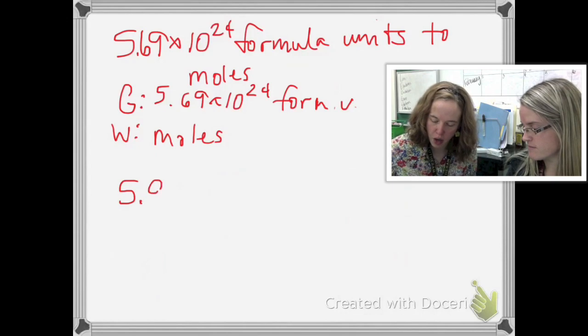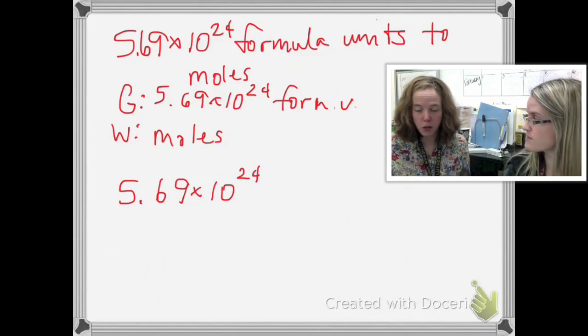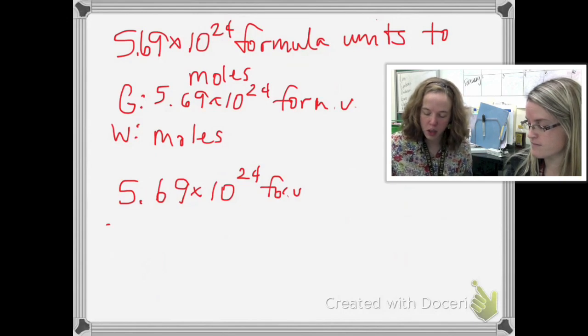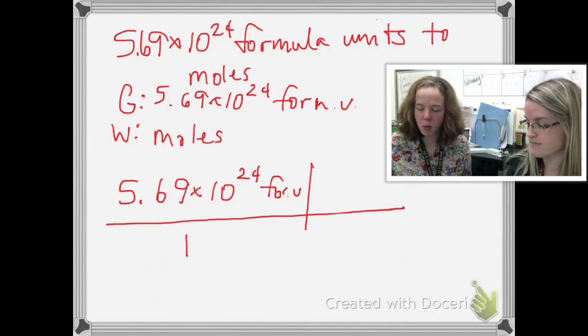We're going to do 5.69 times 10 to the 24th. And remember, you can't leave off your units. It's going to be my formula units. And what do we always put under? We're going to start with a 1 down here. Remember, you don't have to write the 1, but a lot of times it can help us keep track of what we're doing. And again, if you don't like your tracks, you can just use times there, but this helps keep things neat. All right, so we've got our formula units.